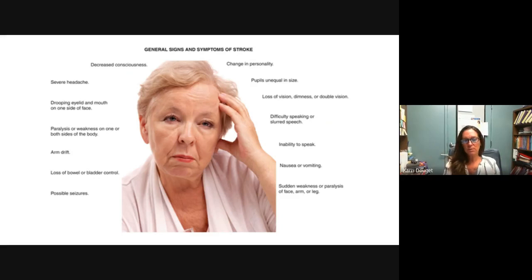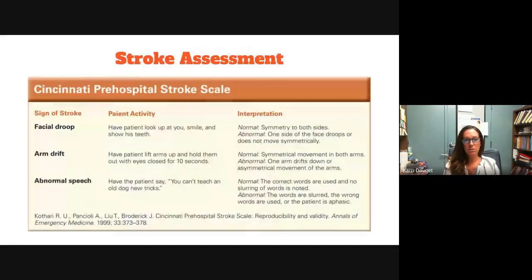Okay, so signs and symptoms of a stroke we just kind of talked about and alluded to. In the field, we do the quickest way to do it. Your book talks about the Los Angeles Prehospital Stroke Scale. We don't really do that one because it's a little more elaborate. This one's just really quick. So on the facial droop, again, ask your patient to smile. Show me your teeth. Smile big.